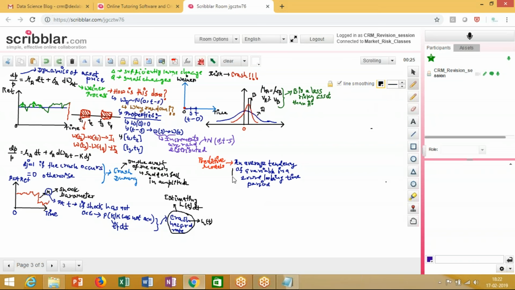So when I'm trying to predict an average behavior of a variable over a given time period, simultaneously, I'm also trying to make this prediction conditioned on the past information. So, conditioned on the past.